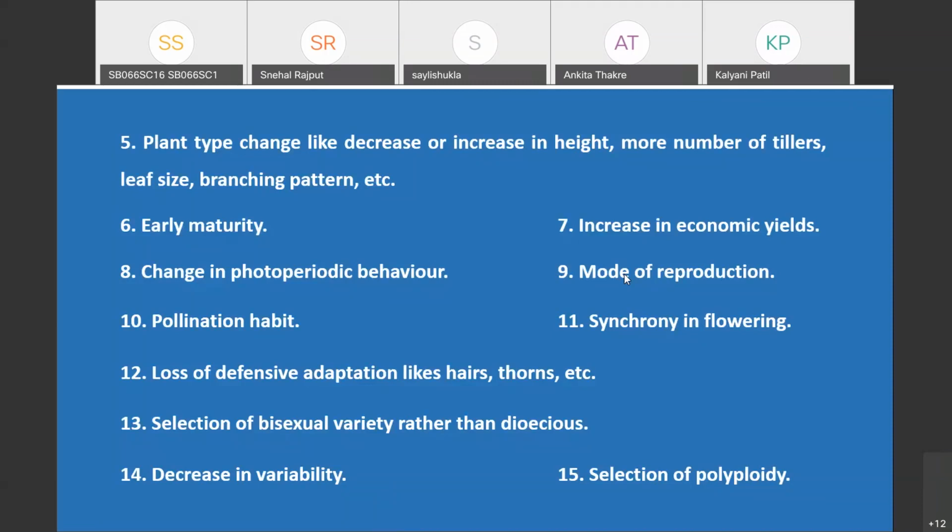Okay, that is, the mode of reproduction was also changed. Okay, then the next one, the pollination habit was also changed. Then there are certain changes which were found in the synchrony in the flowering. Then number 12, here you can see the loss of defensive adaptations like hairs, thorns, etc. Then you can see the selection of bisexual variety rather than dioecious.